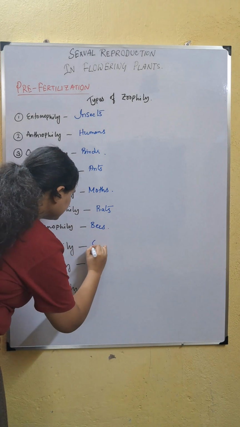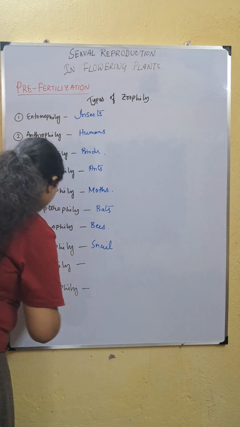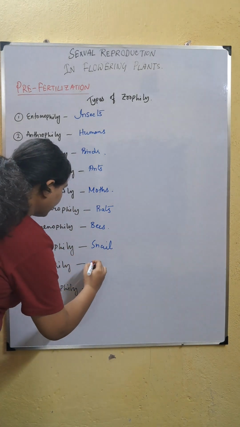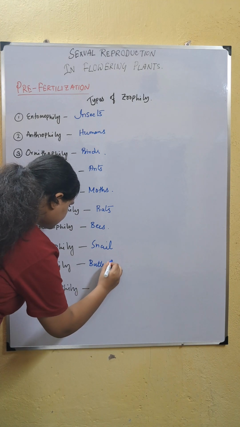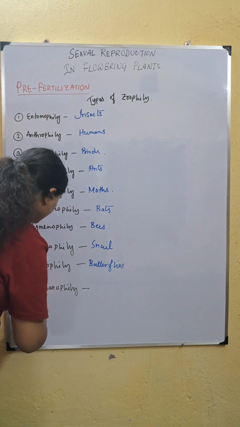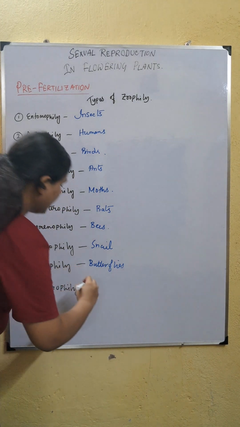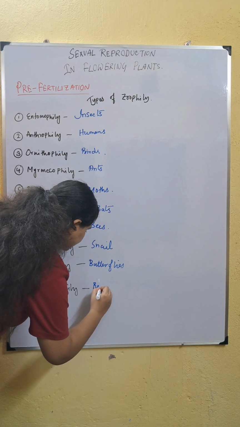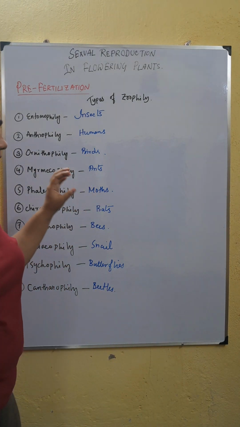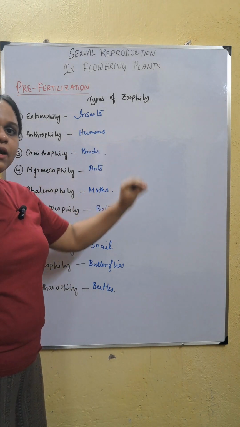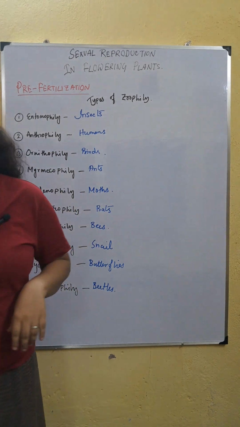Malacophily is the pollination by snails. Schizophily is the pollination by butterflies. And cantherophily is the pollination by beetles. See, pile up one example of each.